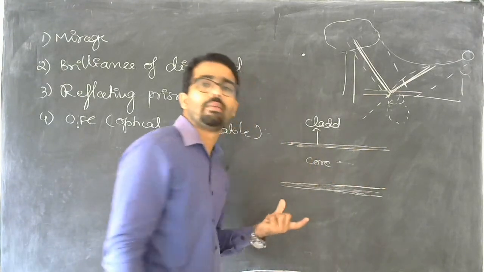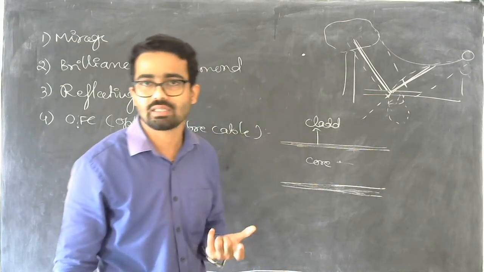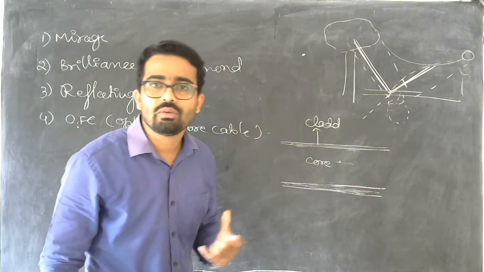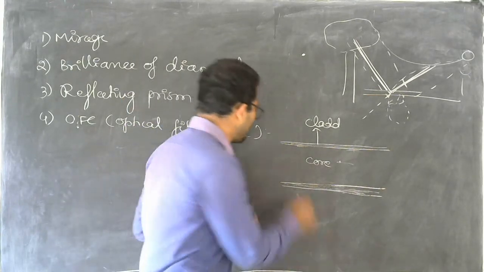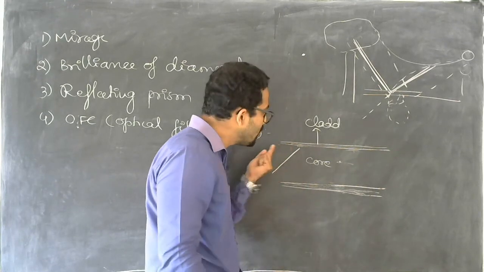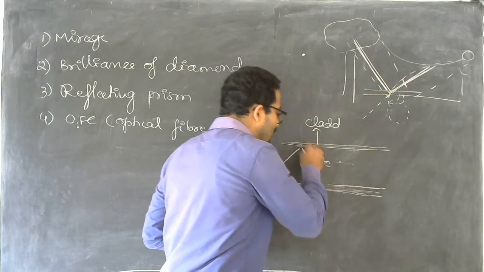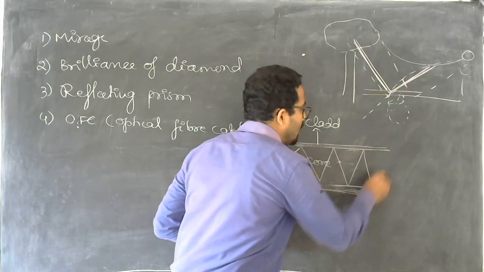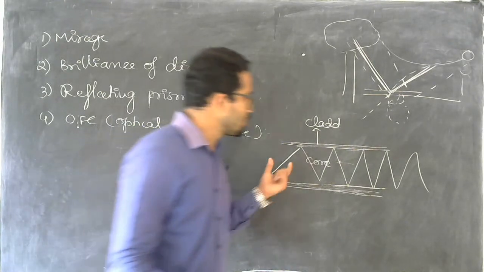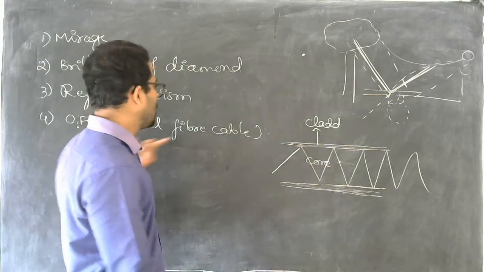The core is made from a material called quartz. Quartz means it is a glass. Okay, so it is made from glass. So what happens is when a ray of light is incident at an angle of more than the critical angle within this optical fiber cable, the ray will undergo total internal reflection. Okay, so this is the process which is involved in the optical fiber cable.